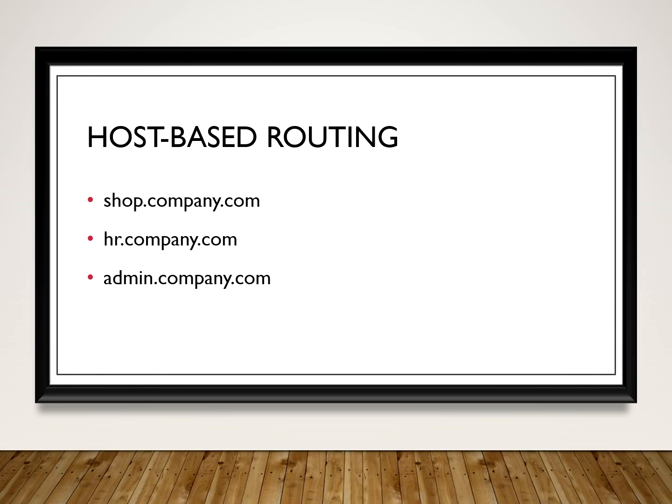Another common routing strategy is host-based routing. Here, the routing decision is based on the domain name instead of the path. So if the domain name is shop.company.com, then it's the shop application. Similarly, hr.company.com and so on. So all these domains can use the same external IP address. Ingress looks at the host name first and then forwards the request to the correct service by comparing the names.